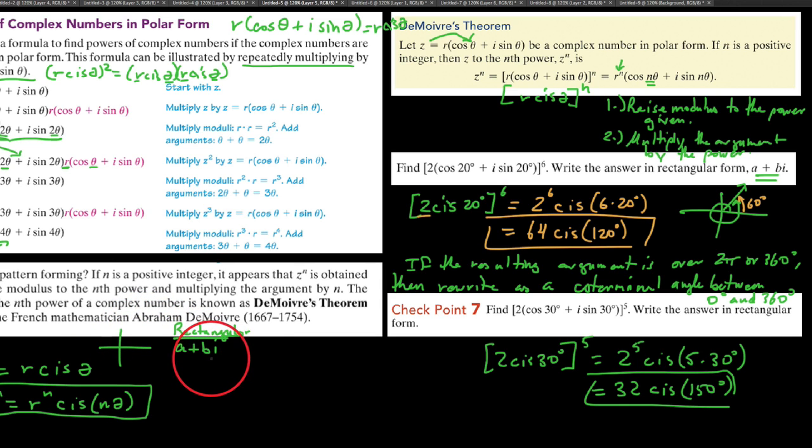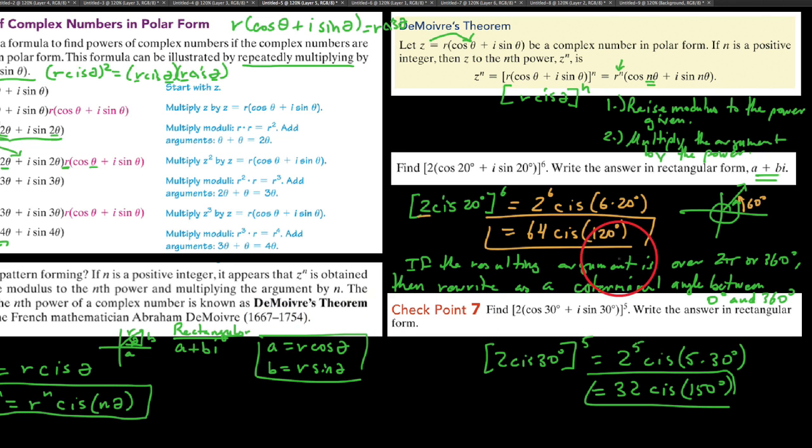If we want to go from rectangular form back into polar form, or from polar form into rectangular form, that is to say, if we know theta and we know r and we want to find A and we want to find B, then let's recall that A is always going to be r cosine of theta, and B is going to be equal to r sine of theta.